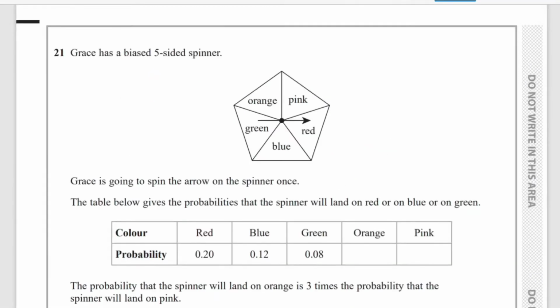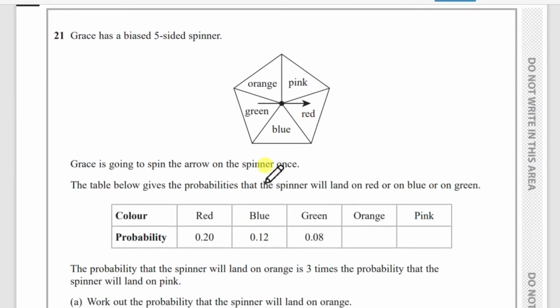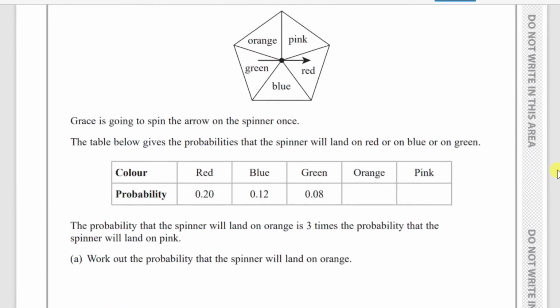So Grace has a biased five-sided spinner. Biased means it's not fair, so it's not actually equal, even though it looks equal. Grace is going to spin the arrow on the spinner once. The table below gives the probabilities that the spinner will land on red or blue or green, and also on orange and pink as well. So the probability it lands on red is 20%, 12% for blue, 8% for green, and so on.